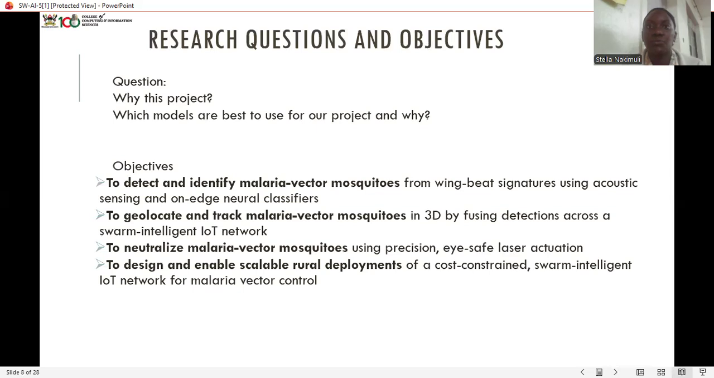Moving forward with some research questions and objectives. So the major objective is to detect this vector. After that, we are going to track it through geolocation or geotracking. And then the goal is to neutralize this vector and to enable scalable rural deployment. That's our goals.